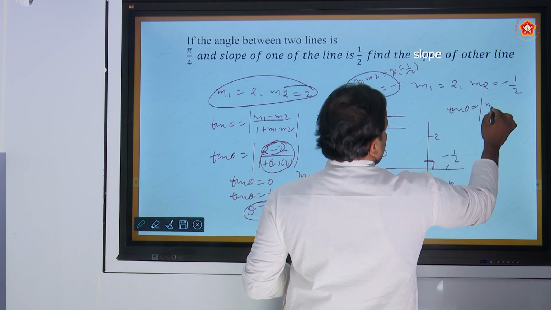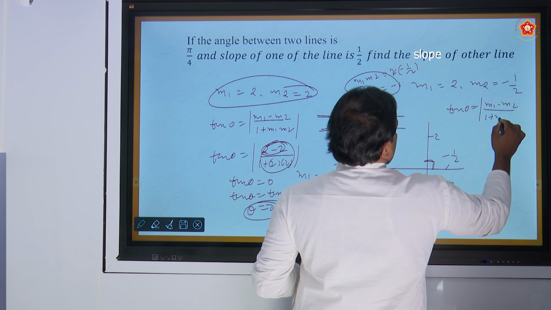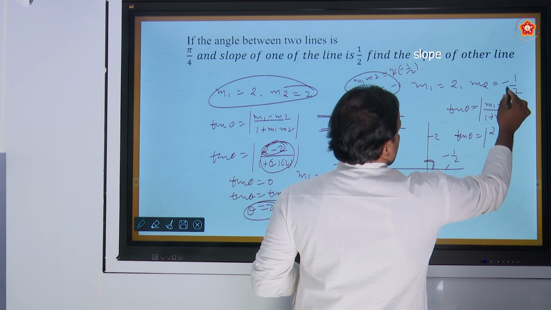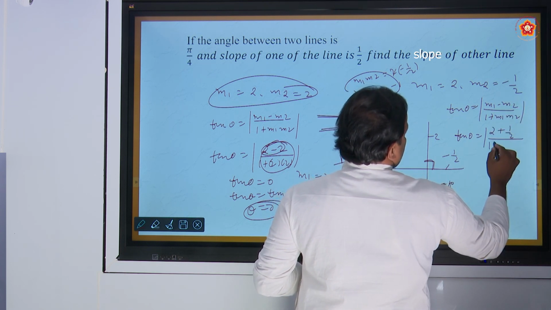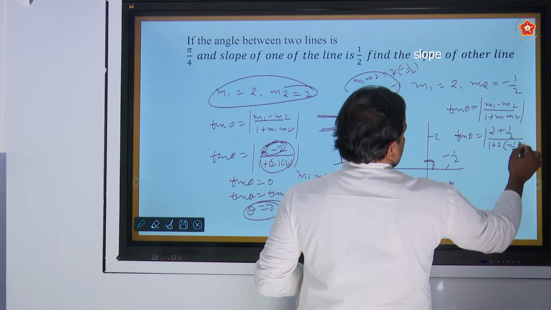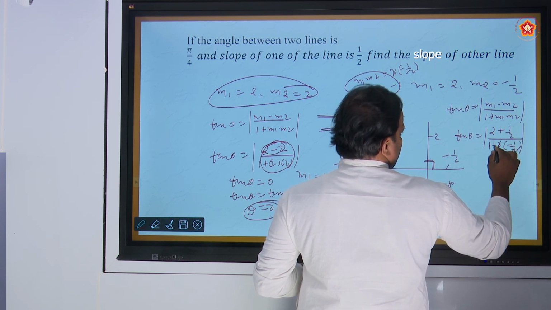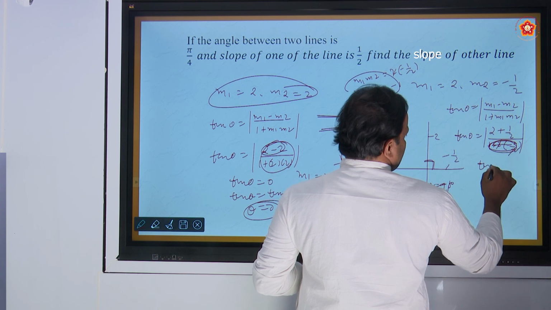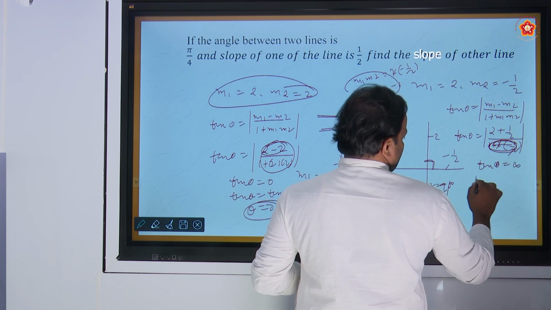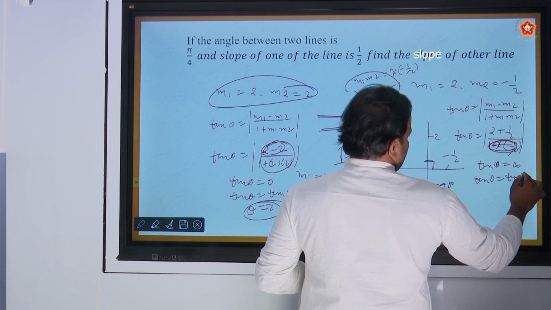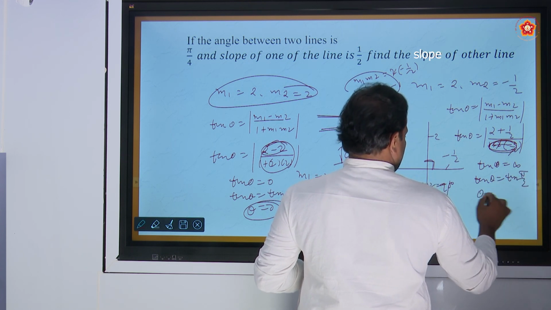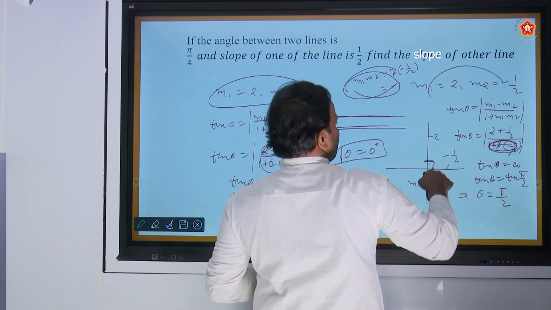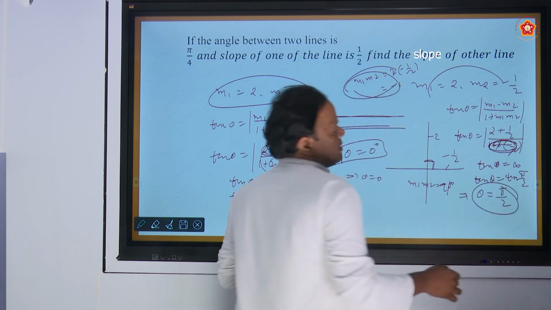Tan theta is equal to mod of m1 minus m2 divided by 1 plus m1 into m2. So tan theta is equal to m1 is 2 minus minus 1 by 2, that is plus 1 by 2, divided by 1 plus m1 is 2, m2 is minus 1 by 2. See, 2 gets cancelled. 1 minus 1 is 0. This becomes 0 here. Something divided by 0 is infinity. Tan theta is equal to infinity. Tan of how much is infinity? Tan theta is equal to tan 90, tan pi by 2. So theta is equal to pi by 2, meaning 90 degrees. If the product of slopes is minus 1, the lines are perpendicular to each other. If the lines are perpendicular, then theta equal to pi by 2.